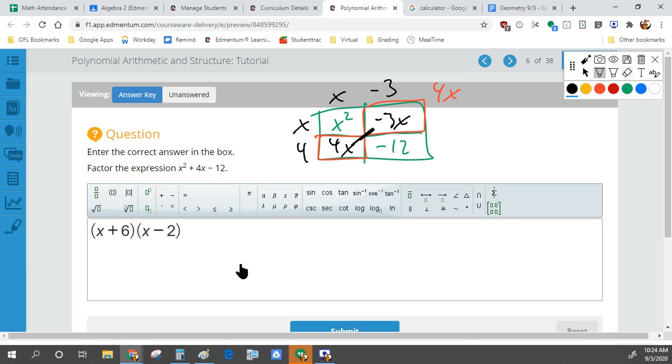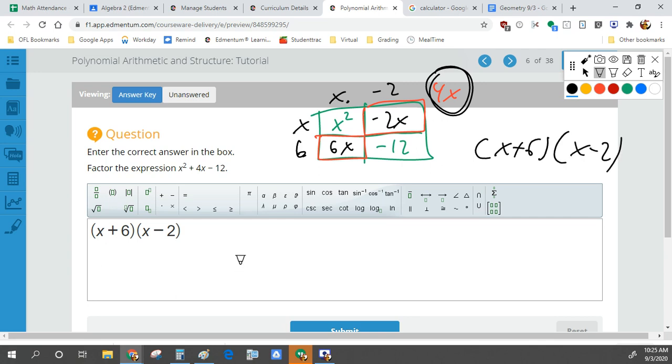So what I'm going to do here is I'm just going to erase the parts where I think I messed up. And I'm going to change this to, well, let me try another way for me to get 12 is 6 times negative 2. That gives me 6x here, 6 times x, and this here makes it negative 2x. That's going to give us a 4x. So that way it makes way more sense. So in other words, I get this x plus 6 times x minus 2. That's how they got this answer right here.